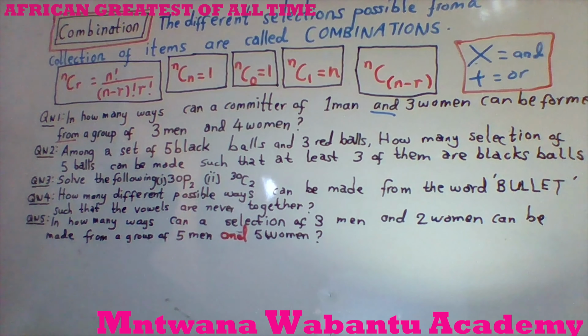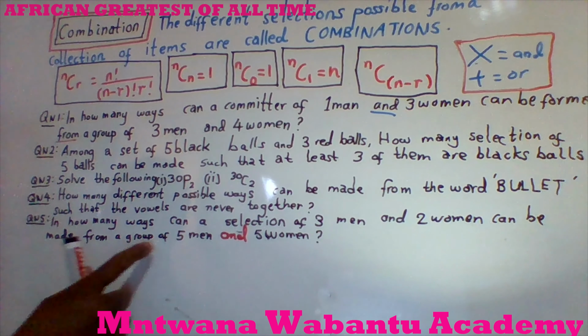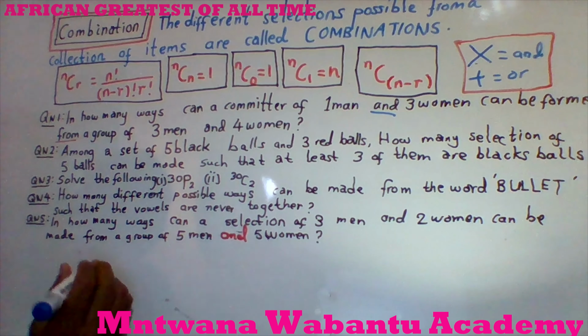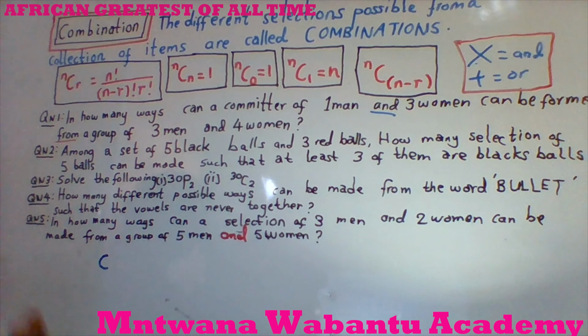Made from means we select, we take something from another group and then we want to make a new group or new community. In how many ways can the selection of 3 men and 2 women be made from a group of 5 men and 5 women? This is a more easy question. This is going to be a combination, by the way. Why? Because we select people from another group.